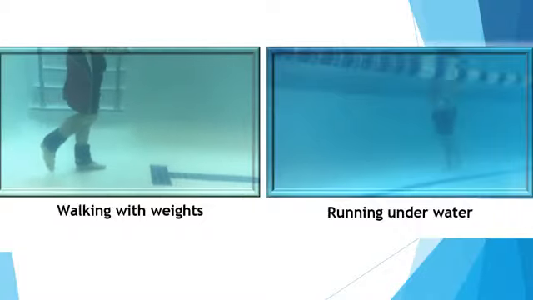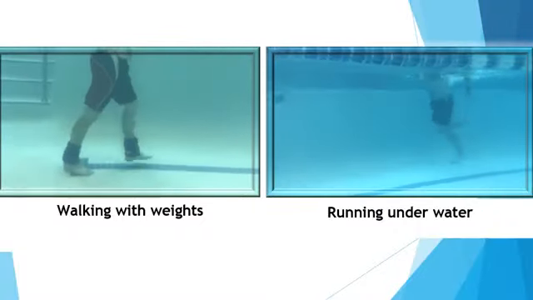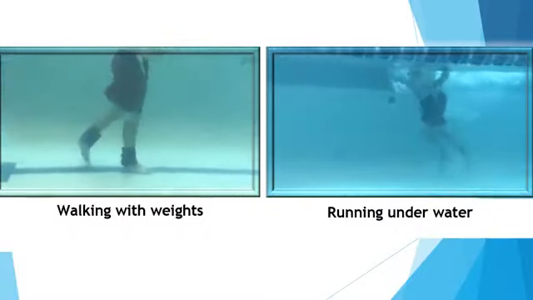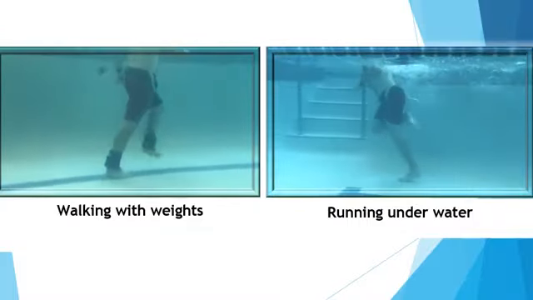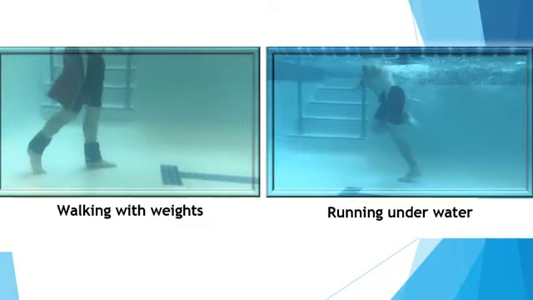The first video shows an individual walking underwater with weights on. The weights add an element of resistance that helps to strengthen the lower extremity while giving them additional feedback as to where their limbs are.